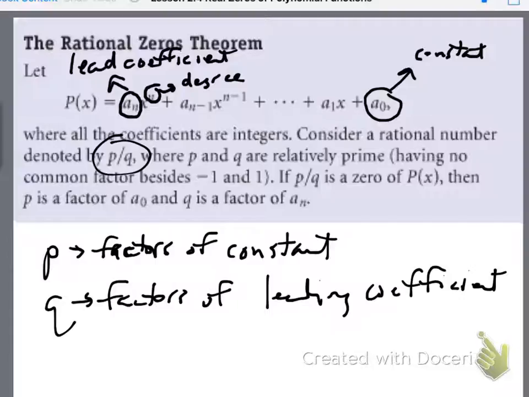Basically, to find all of your possible rational zeros, all we want to do is take the lead coefficient. Here's your lead coefficient, and here's your constant value. What you're going to do is take the factors of the constant and divide by the factors of the leading coefficient, which they denote by P over Q. P are the factors of the constant, Q are the factors of the leading coefficient.